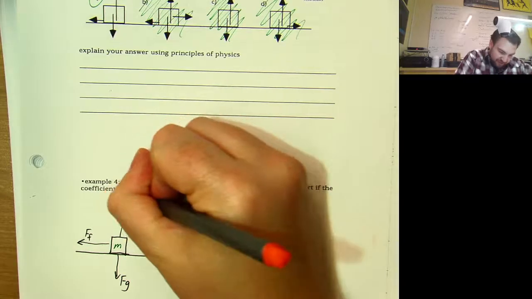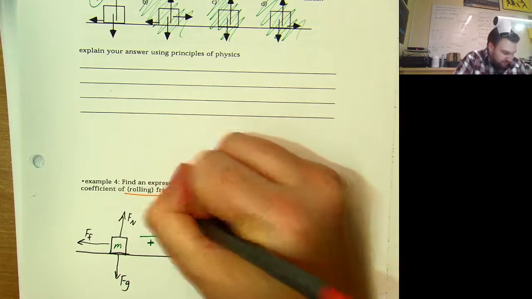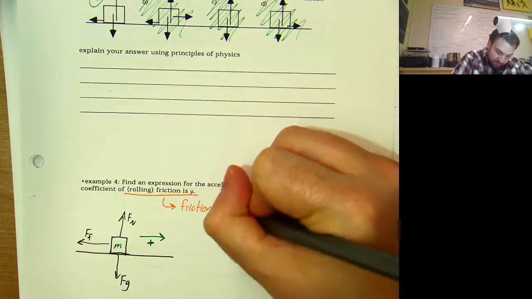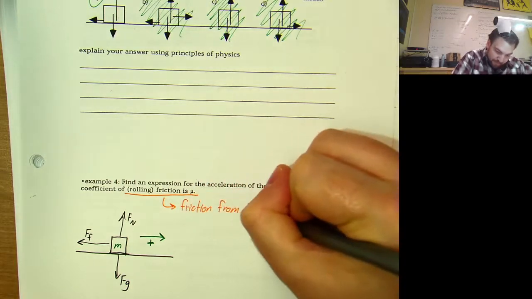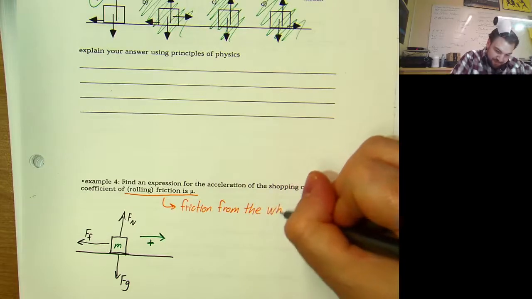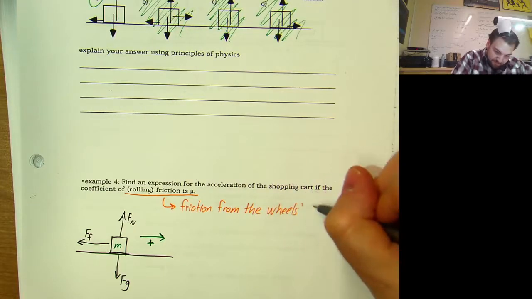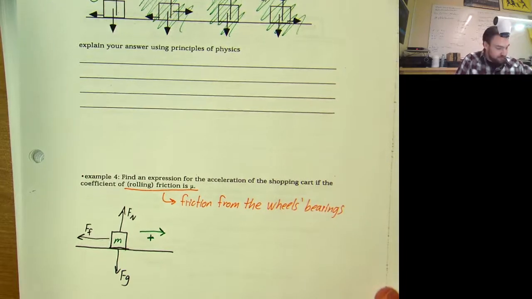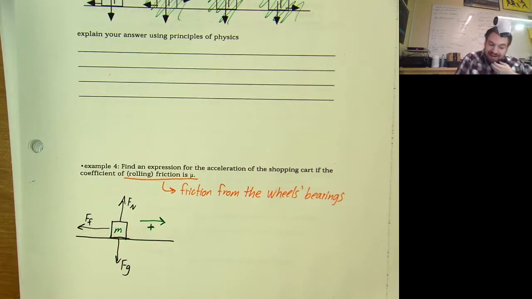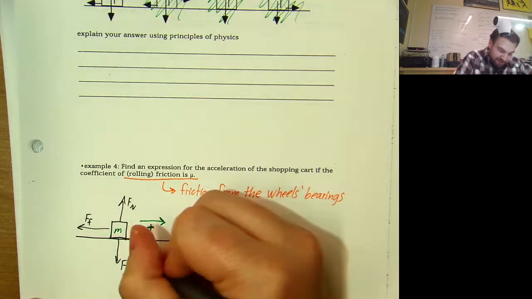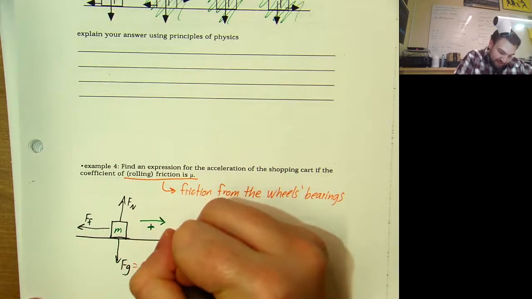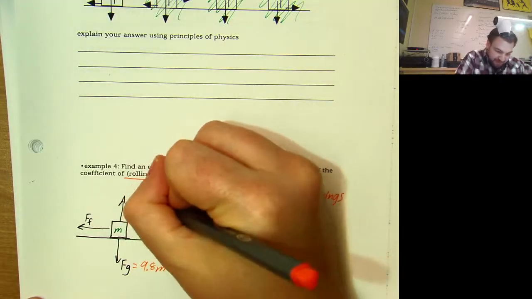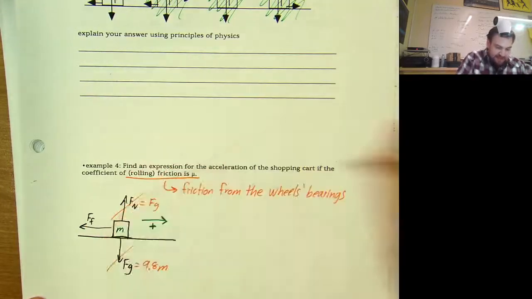Rolling friction, I just want to be clear on what rolling friction is. This is friction from the wheel's bearings, so like the internal workings of the wheels. We know that the force of gravity is just going to be 9.8 times m. There's no other upwards or downwards forces, so we know that Fn is going to equal Fg. In this case, these guys cancel each other out.